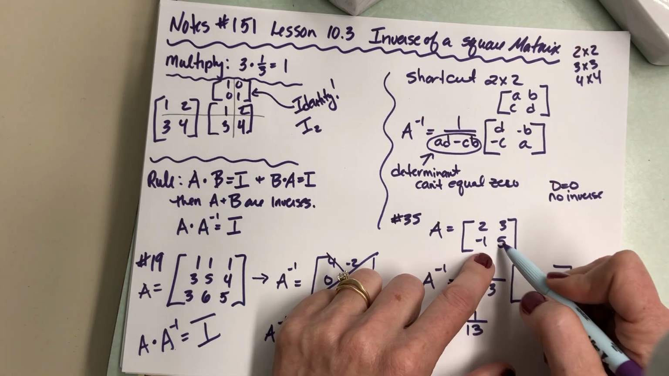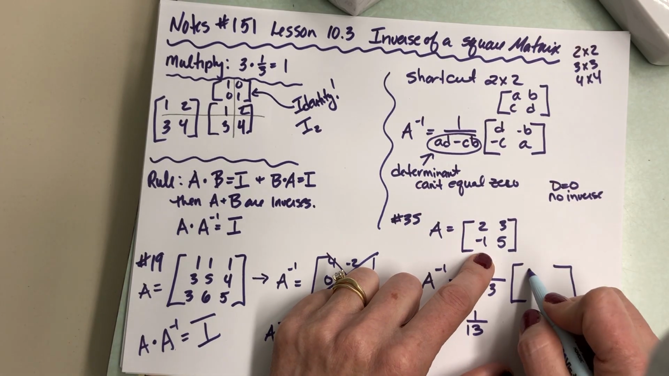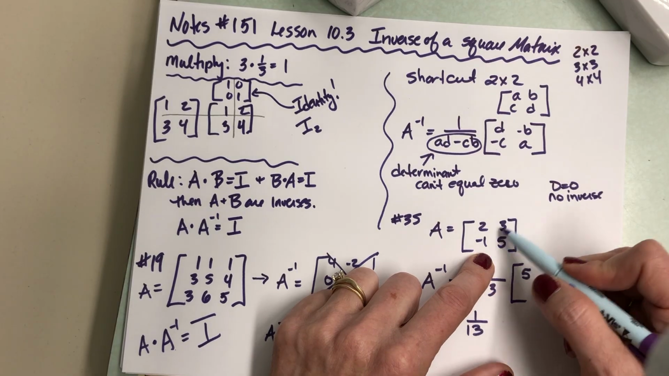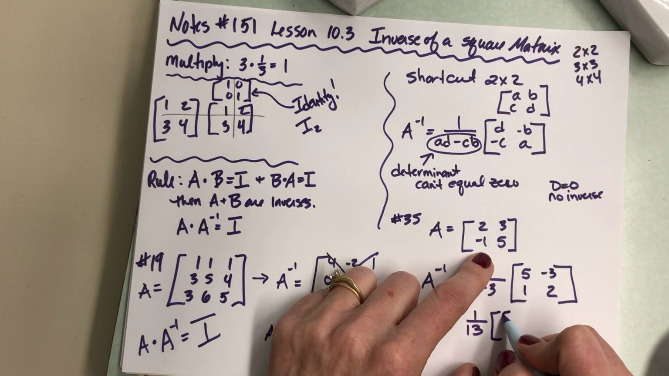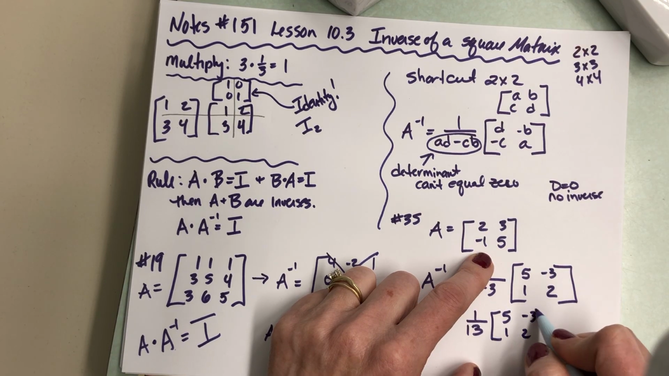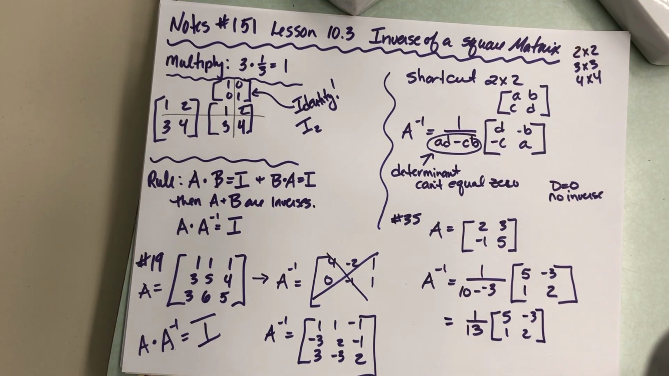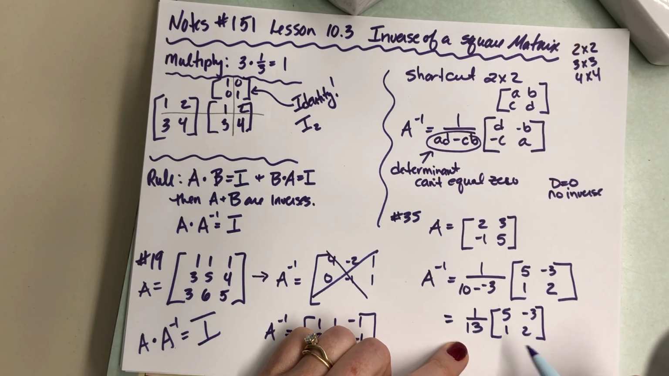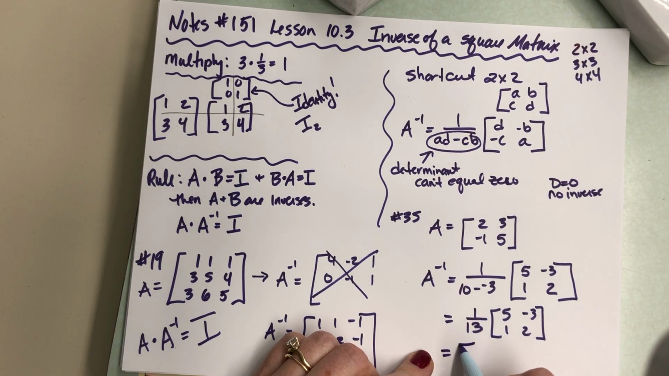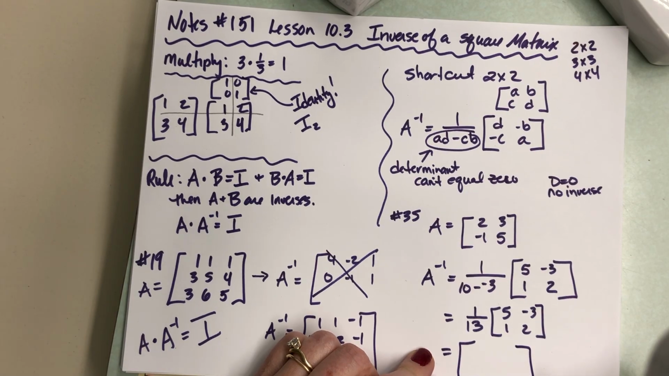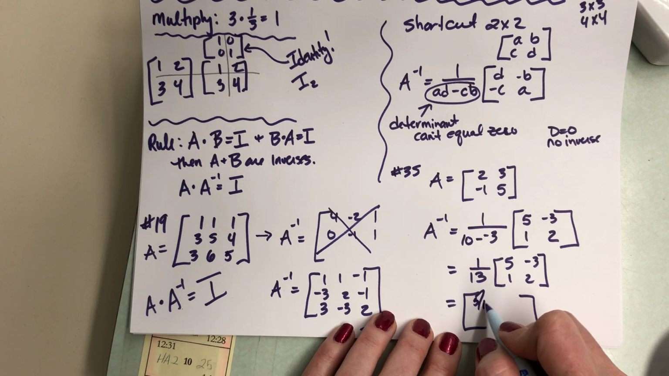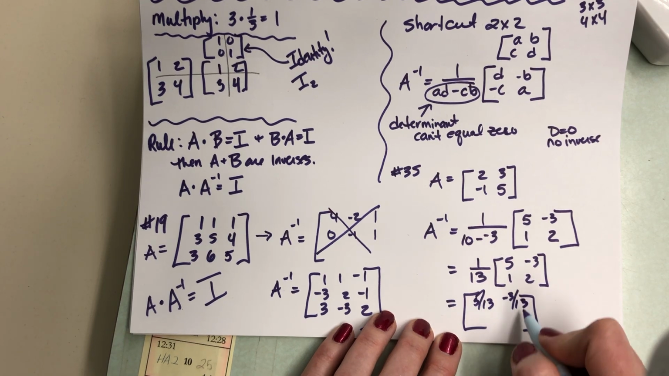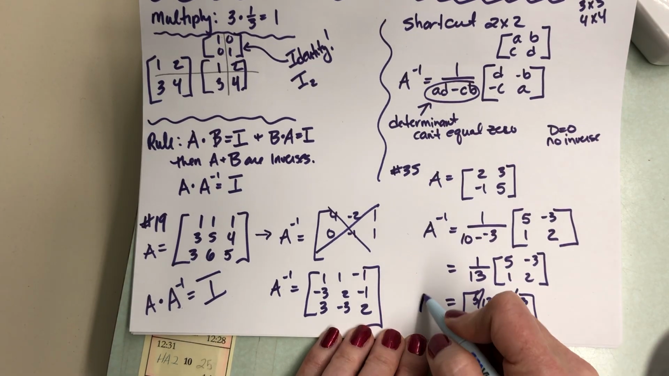All right, I'm going to move these 2 spots. A and D are going to switch spots, 5 and 2. And then the signs on the other 2 are going to change. So what I'm going to end up doing here is scalar multiplication. I'm going to multiply each of these by 1/13. So it's going to be the same size, a 2 by 2 matrix. Not sure if you can see it all the way down here at the bottom of the paper. Here we go. So it's going to be 5 over 13, negative 3 over 13, 1 over 13, and 2 over 13. All right, so we have found the inverse.